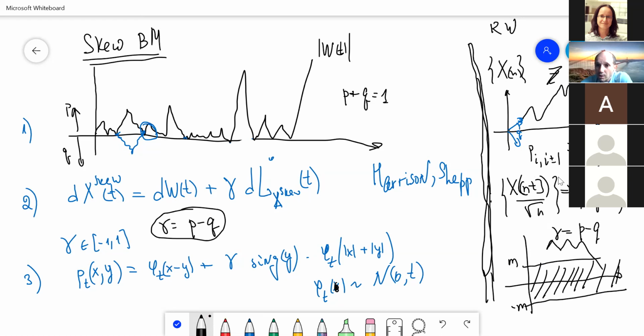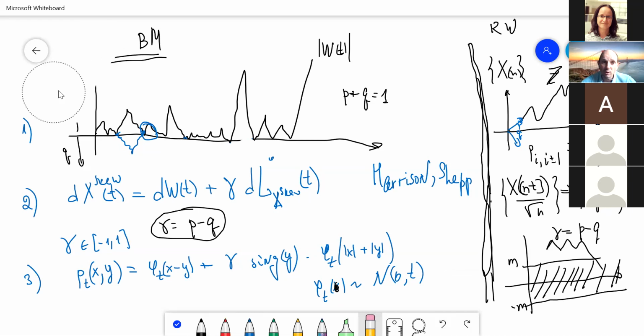You consider Donsker scaling and try to find the limit. If all states of the random walk are connected, so there are no traps here, then the result is as follows. The limit is skew Brownian motion, but it is not so simple to find this parameter gamma.